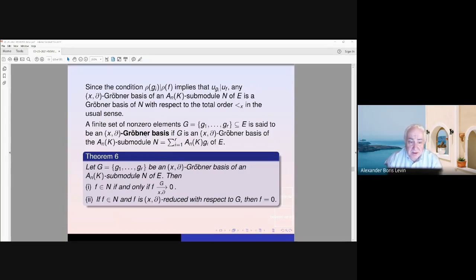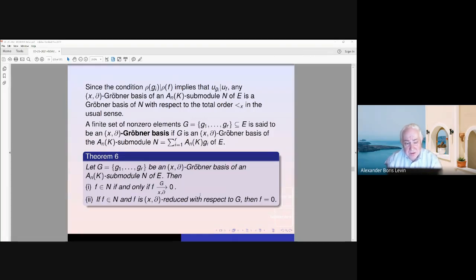Now, if you don't have some concrete submodule and you just have some elements of the module E, then a finite set is said to be an XD Grobner basis if and only if it's a Grobner basis of the module generated by these elements G. And here is the main property of such a basis. Suppose G is an XD Grobner basis of submodule N. Then F belongs to N if and only if it reduces to zero. It doesn't matter how you divide F by elements of G in any order, the remainder is zero. And if F is in N and it is reduced with respect to G, that can happen only if F is zero.